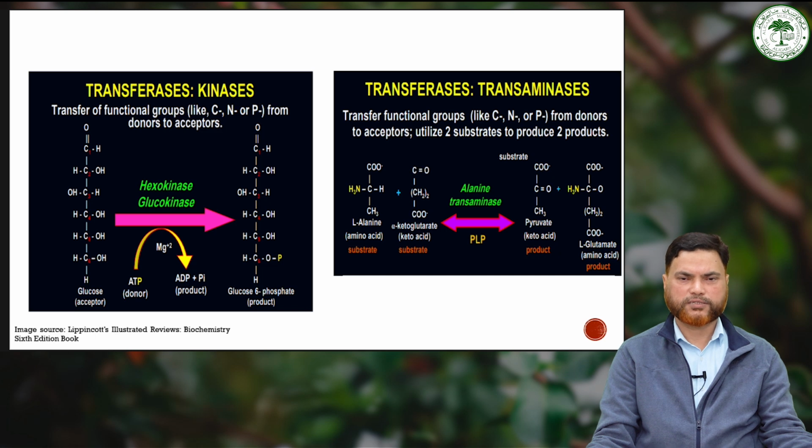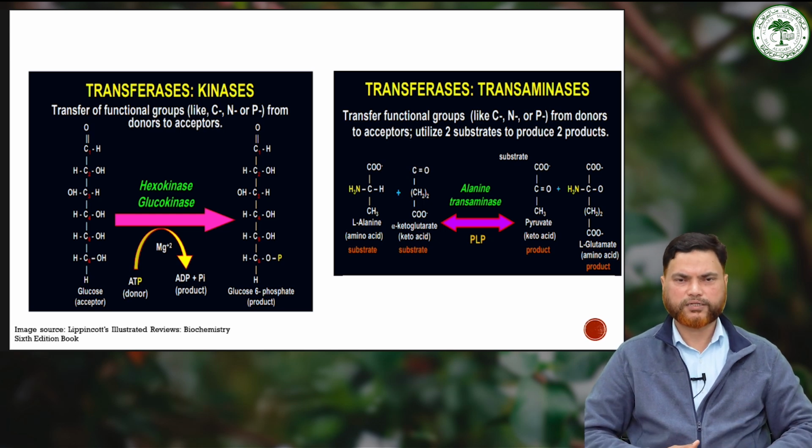Then another enzyme is alanine transaminase, an aminotransferase, which catalyzes the transfer of an amino group, that is NH2, from alanine to alpha ketoglutarate to form pyruvate and glutamate. So alpha ketoglutarate is converted to glutamate while alanine is converted to pyruvate. So this alanine transaminase catalyzes a very crucial reaction.